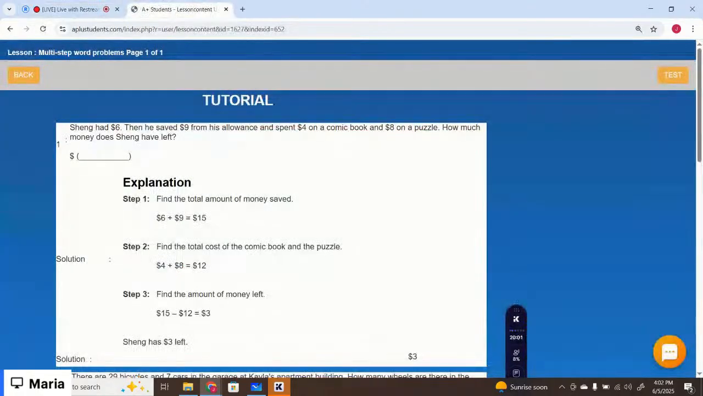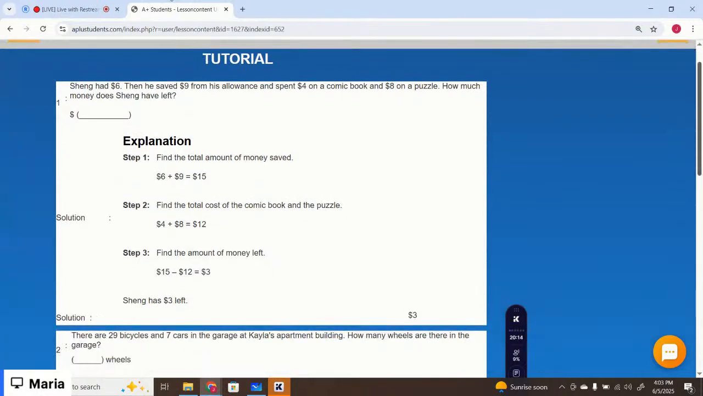Shen had $6. Then he saved $9 from his allowance and spent $4 on a comic book and $8 on a puzzle. How much money does Shen have left? So he had $6, then he saved 9 more. So he already has 6 plus 9, so now his savings are $15.